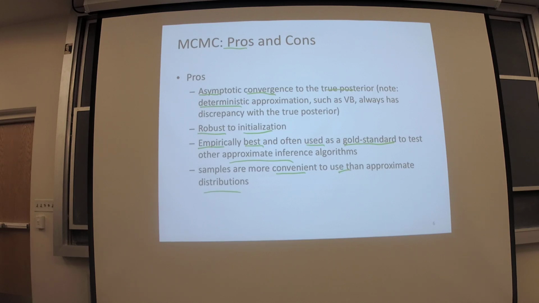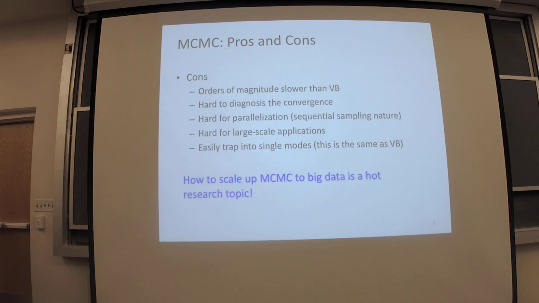Why? Because we never need to solve the integration. We always use summation. We use the average to approximate the integration, which is much more convenient than explicit integration. So, of course, there's no free lunch. There are severe constraints of Markov chain sampling that make it not popular in practice. In practice, people rarely use Markov chain sampling. Why? The most important issue is the speed. It's usually orders of magnitude slower than variational Bayes.